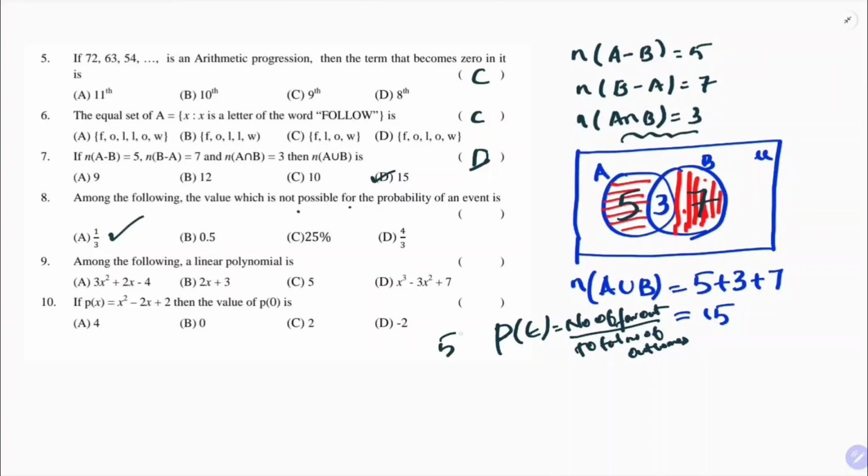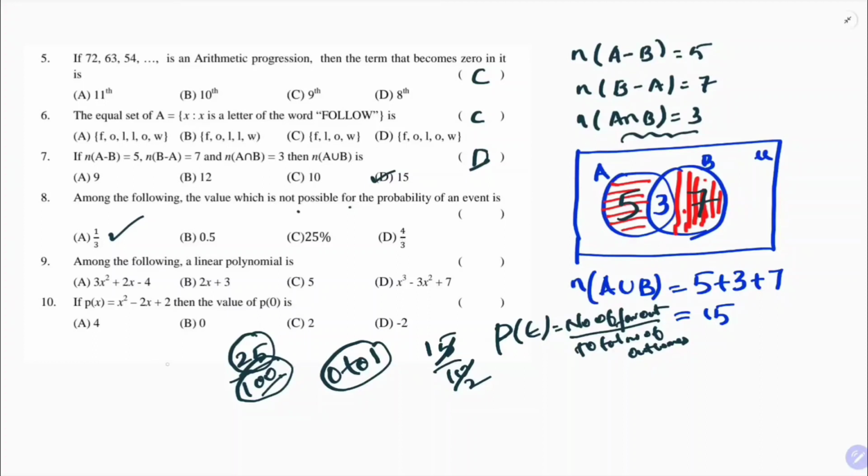One is you can write 5 by 10, which is 1 by 2, a proper fraction, so it's possible. Or you can say probability always lies from 0 to 1. So it is in between 0 and 1, so it's possible. Next, 25%, 25 by 100. This is also a proper fraction because the number of favorable outcomes may be equal to 0 or less than the total number of outcomes, but it cannot be more than the total outcomes.